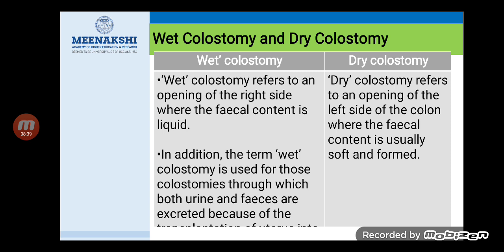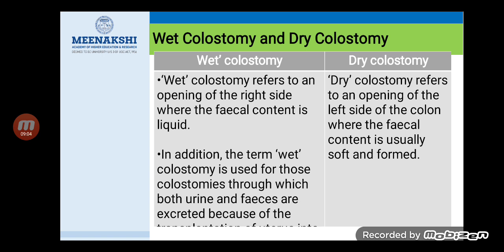Next, we'll see the wet and the dry colostomy. Actually, these are not different types. These two terms, that is wet and dry colostomy, are used to differentiate between the sides of the opening, where wet colostomy refers to an opening on the right side where the fecal content is liquid.